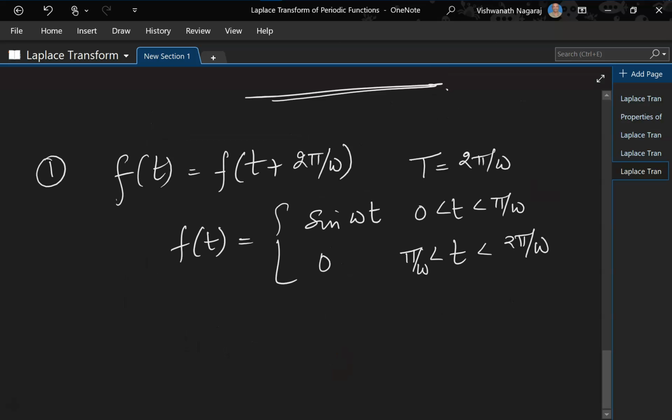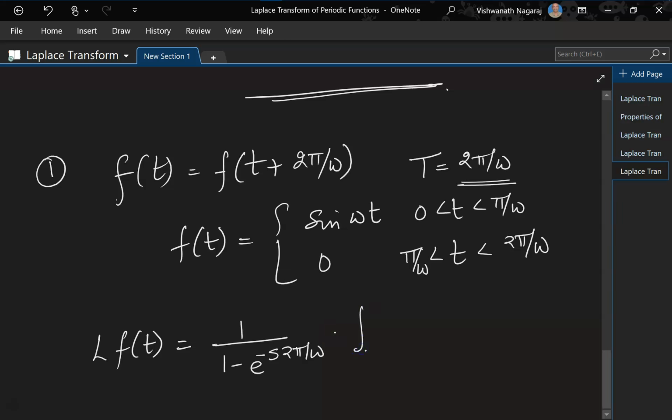Okay, let's look at this. We know the Laplace transform of a periodic function is equal to 1 by 1 minus e to the power of minus s capital T, which is this 2 pi by omega.